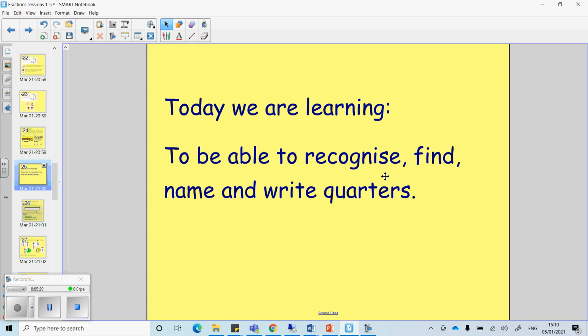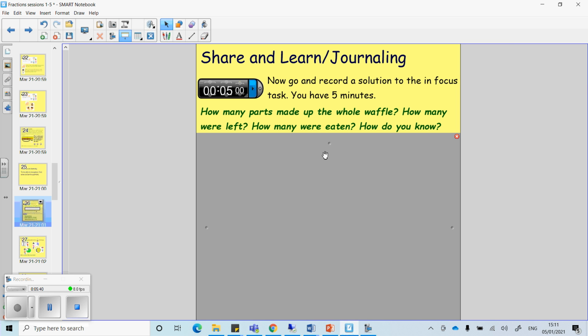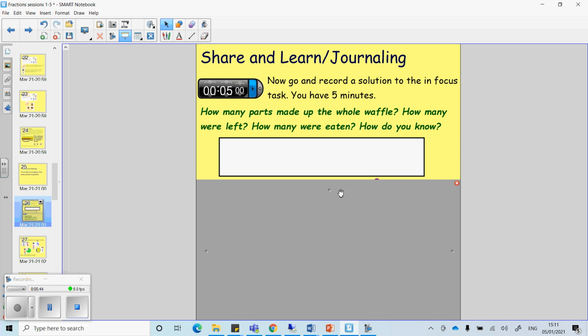So today we are learning to be able to recognise, find, name and write quarters. Okay. You might want to get out your strip of paper now, your rectangle strip of paper, which looks just like mine on the board.